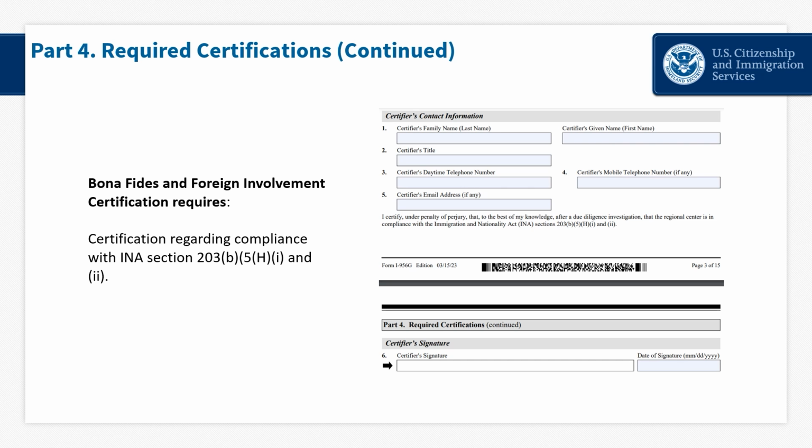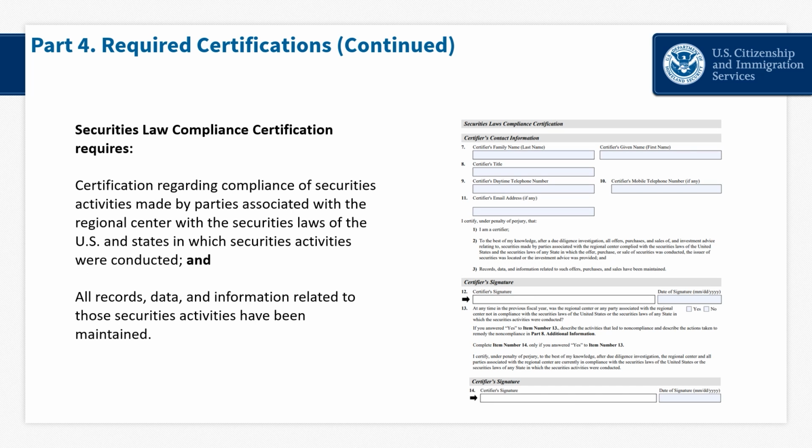The first certification relates to bona fides and foreign involvement for persons involved with the Regional Center. The qualified certifier must certify that, to the best of their knowledge after a due diligence investigation, the Regional Center is in compliance with INA Sections 203B5H1 and 2. The second is the Securities Laws Compliance Certification.